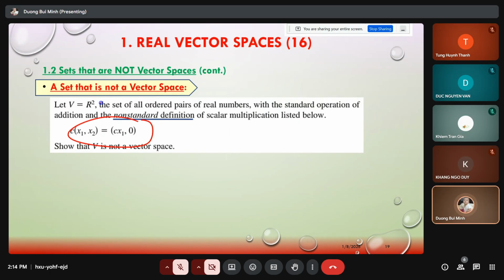This set is not a vector space because C times (x1, x2) must be equal to (Cx1, Cx2). We need to say Cx1 and Cx2 are different from 0. But here Cx2 is 0. So this is not a vector space.